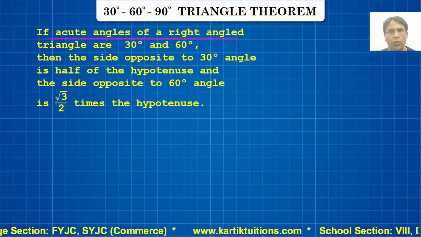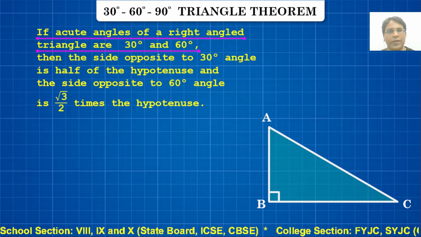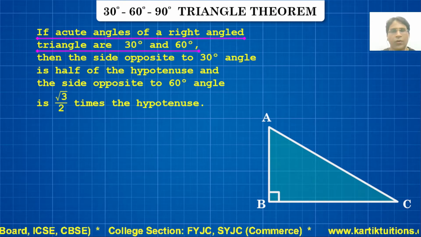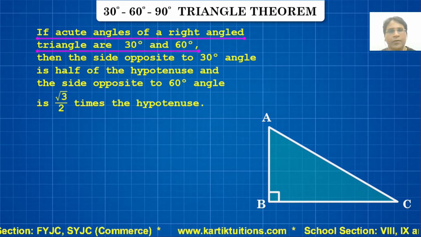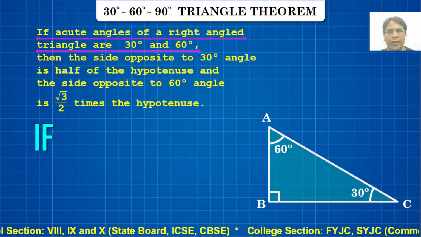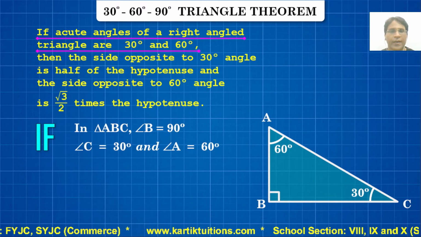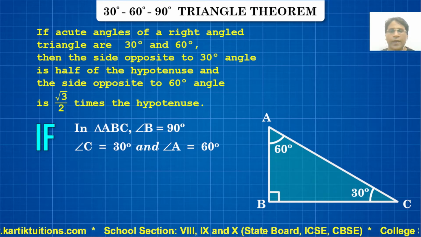So now what is given to us? We have a right angle triangle. So consider triangle ABC where angle B is 90°. The measures of the other two acute angles are 30° and 60°. So let us write it down. In triangle ABC, angle B is 90°, angle C is 30°, and angle A is 60°. Then what do we get?